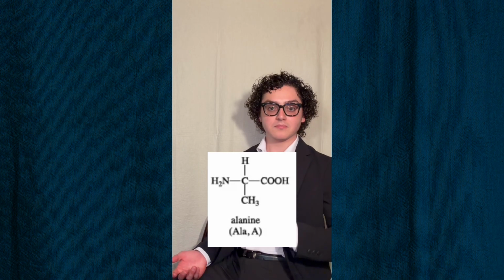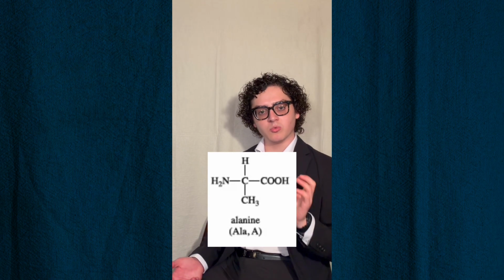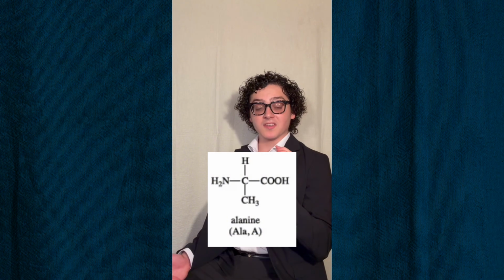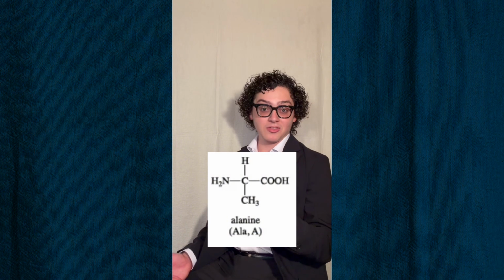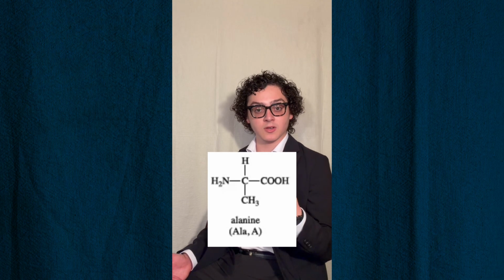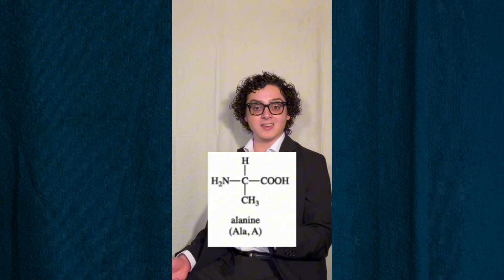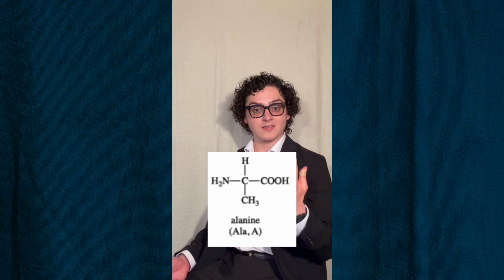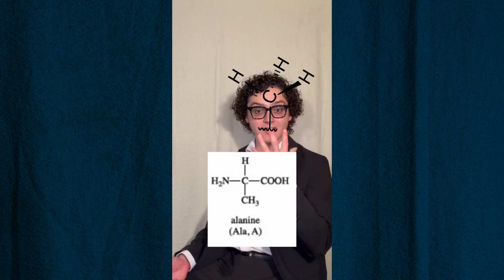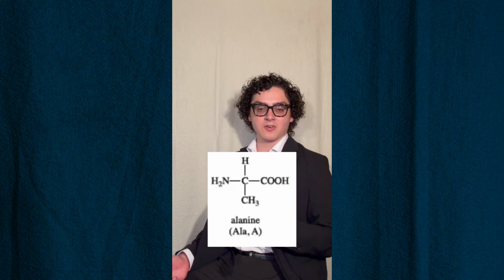The second amino acid is alanine. Alanine has the three-letter abbreviation ALA and the one-letter abbreviation A. The side chain of alanine is a methyl group, so it's a carbon with three hydrogens bound to it. The memorization trick I used for alanine is that there's a guy named Alan who has a head. So his head is the CH3. The special properties for alanine really just say it's nonpolar.